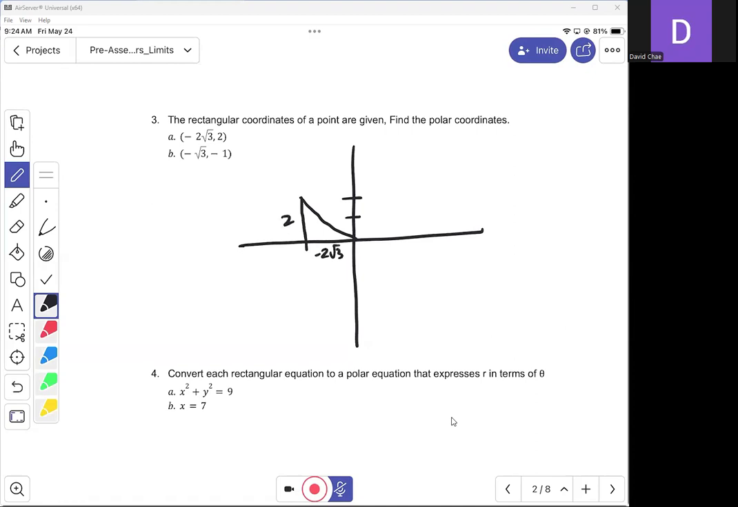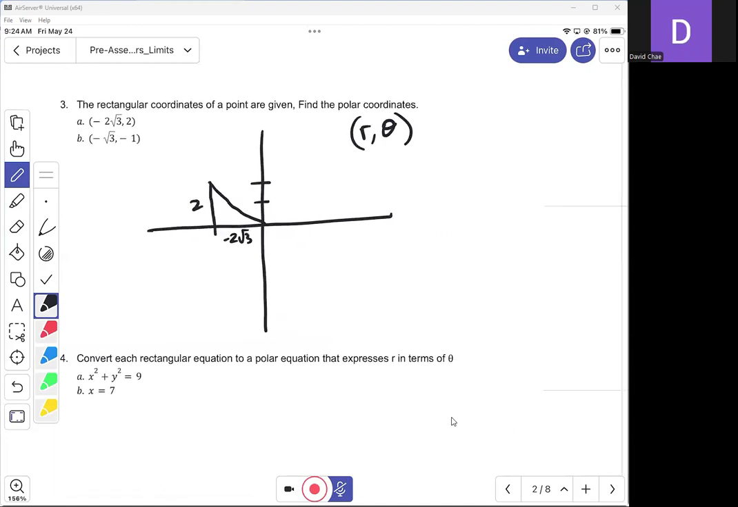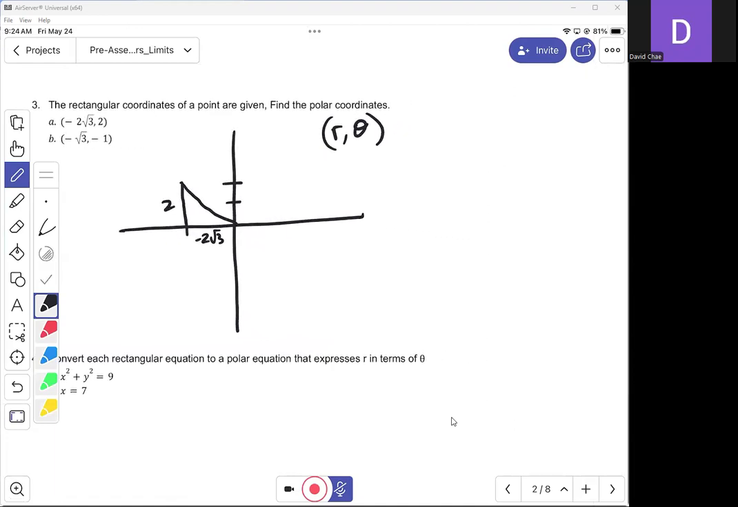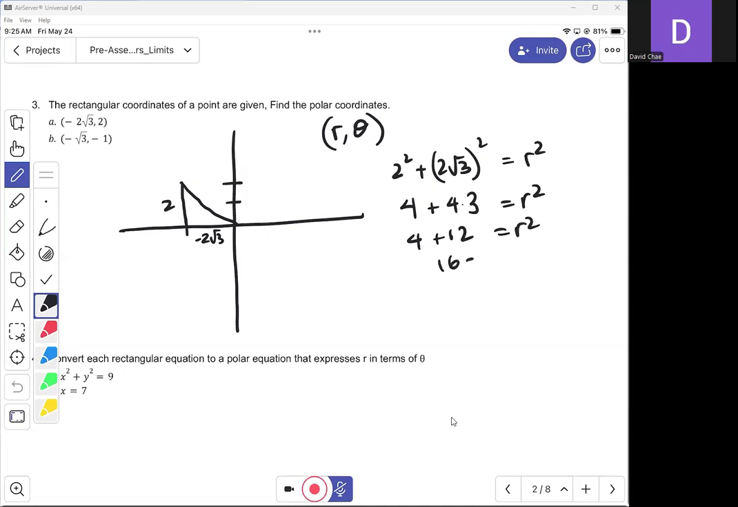All right. And so what we need to do is find the radius and the theta, because that gives us the polar coordinates. To get the radius, we put this in the Pythagorean theorem. So it would be 2 squared plus 2 radical 3 squared equals r squared. So it'd be 4 plus 4 times 3, which is 4 plus 12, equals r squared. 16 is equal to r squared, so r is equal to 4.